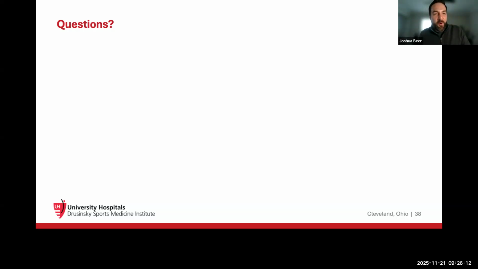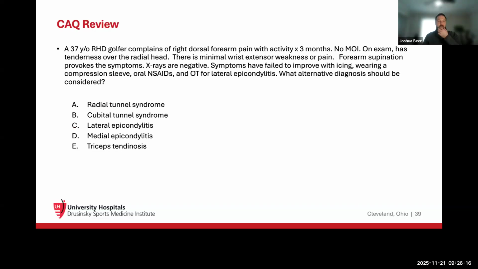All right. Couple quick questions just to reinforce what we talked about. A 37-year-old golfer has right dorsal forearm pain with activity for the past 3 months. On exam, tender over the radial head. There is minimal wrist extensor weakness or pain. Forearm supination provokes the symptoms. X-rays are negative. Symptoms have failed to resolve with treatment for lateral epicondylitis. What other diagnosis do you want to consider?